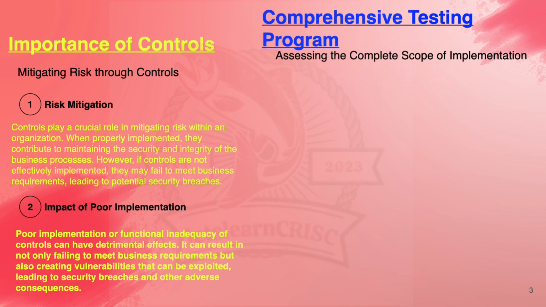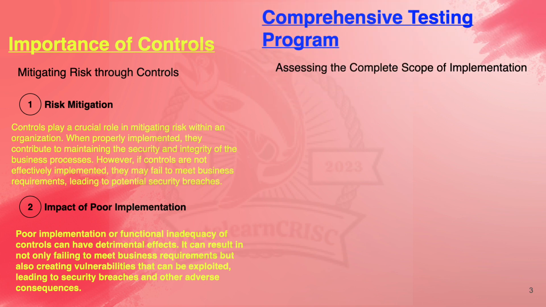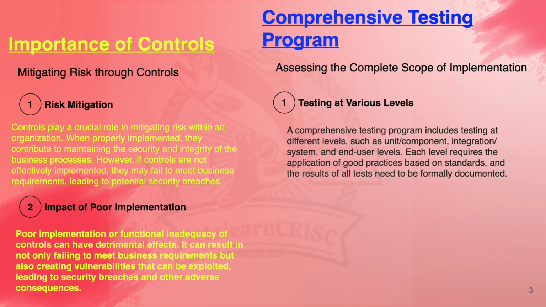Next, we'll discuss the comprehensive testing program, assessing the complete scope of implementation. The first point is testing at various levels. Friends, comprehensive testing involves checking a system or software at different stages, such as when individual parts are put together or integrated, when the whole system is tested, and when the end user interacts with it.